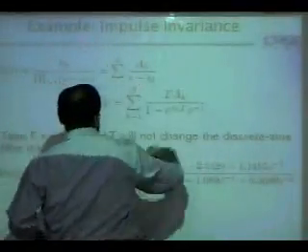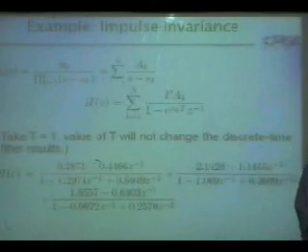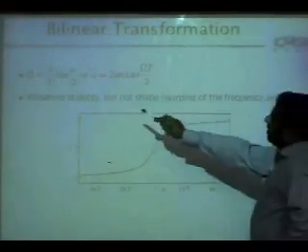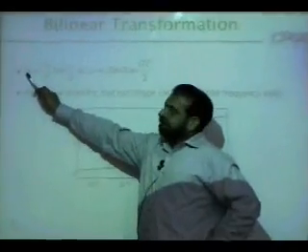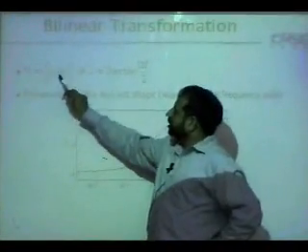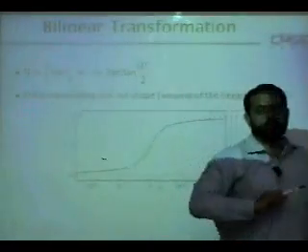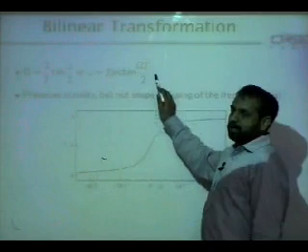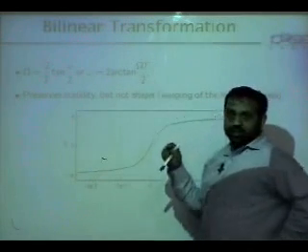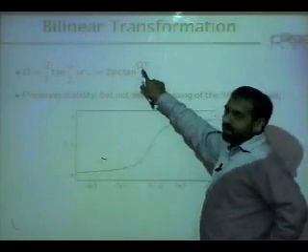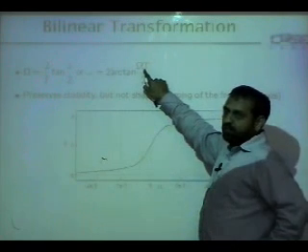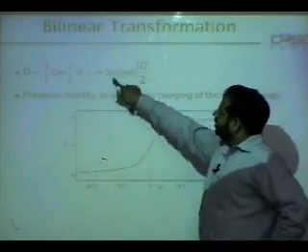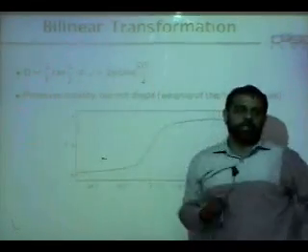This really works well. Though it is non-linear, I don't care, and I'll tell you why. As you can see, there is this relationship: capital omega is 2 over capital T times tangent of small omega over 2, so small omega is 2 tangent inverse of capital omega T over 2. No matter what value of omega you put, once omega tends to infinity, this relationship makes small omega go to pi.